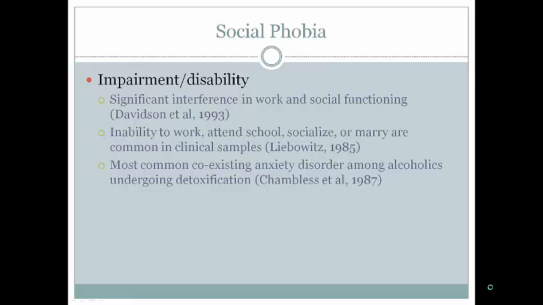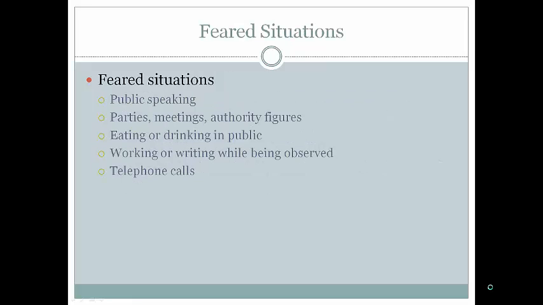The most common co-occurring problems with social anxiety are among alcoholics undergoing detox, because we talk about substance abuse maybe masking some of the underlying problems, and a lot of people drink in social situations to make themselves more relaxed. And so many times that then becomes more generalized and people develop substance abuse problems.